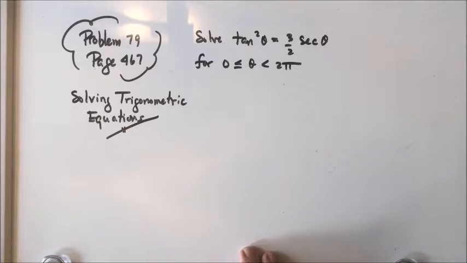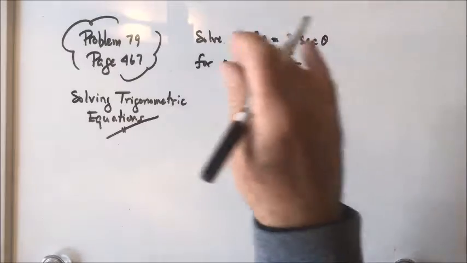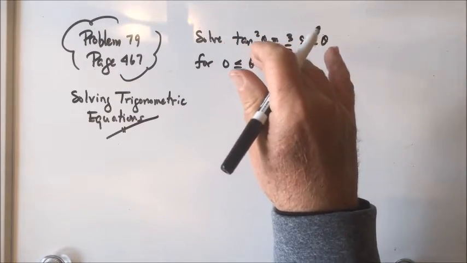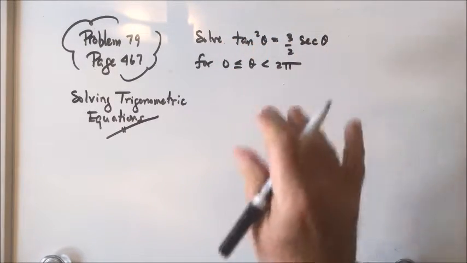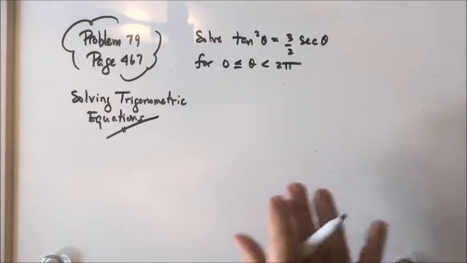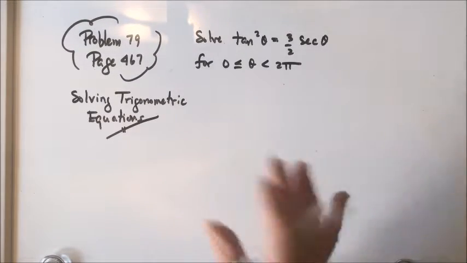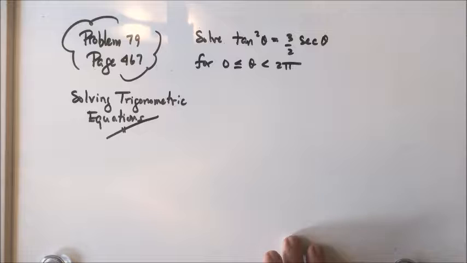So what to do? We've got a tangent squared and a secant. The good news is that we're only dealing with trigonometric functions with an argument of theta. Later, that won't be the case, and we'll have to line them all up to be the same argument before we can do anything. But what might we do here?